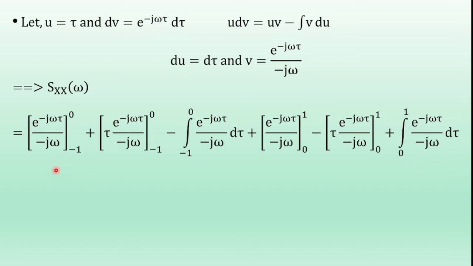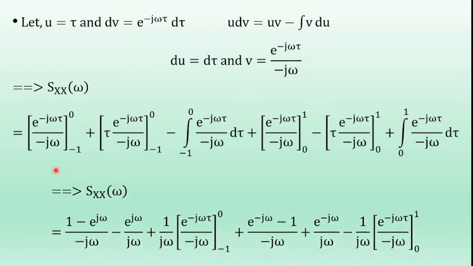So in the first term, applying the upper value of tau and lower value of tau, we have 1 minus e power minus 0, which is 1 minus 1, minus e power j omega by minus j omega, minus plus into minus minus. Now we will substitute the upper value of tau, and the lower value of tau is e power minus j omega into minus 1, e power j omega. When you substitute the lower value of tau, the term is minus. Now here, before the minus there is plus into minus minus, minus into minus plus.